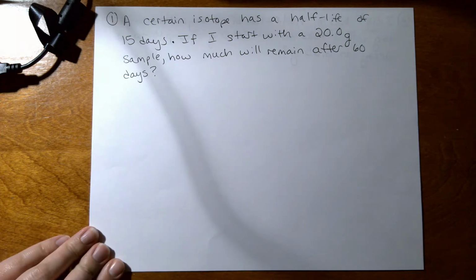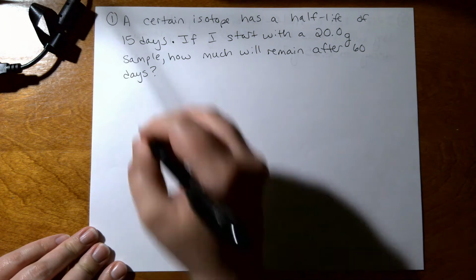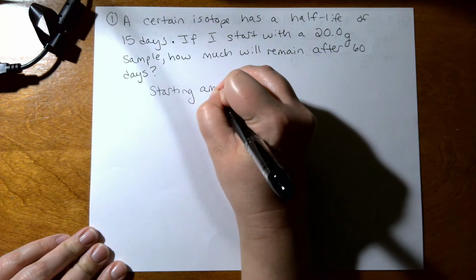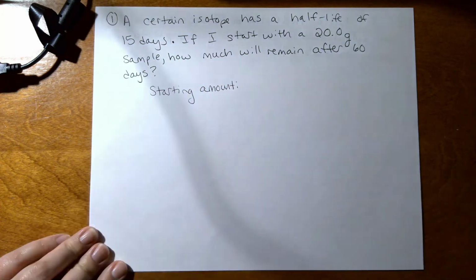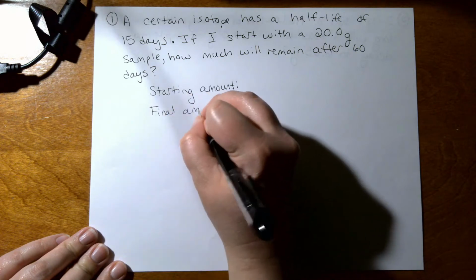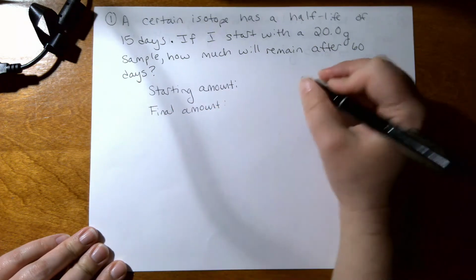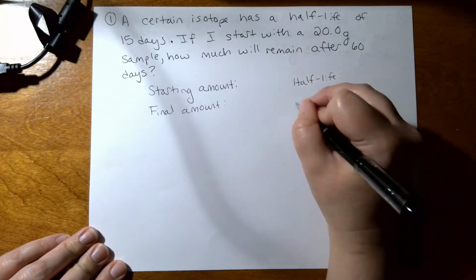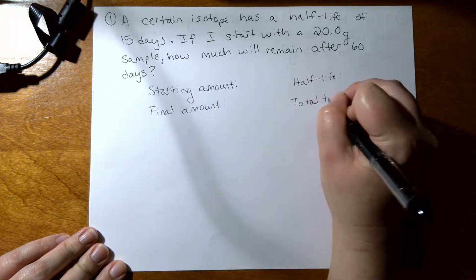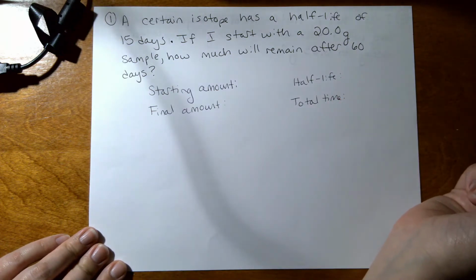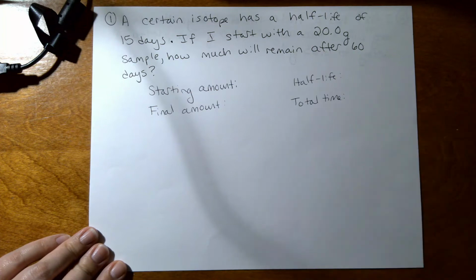Okay, so when we solve these problems, there's really four things that come into play. We have the starting amount, so that's however much of the radioisotope I had to begin with. The final amount. The half-life, and the total time elapsed. Now, whenever you're given a problem, you're going to either be given or easily be able to find three of these, and you'll be solving for the fourth.